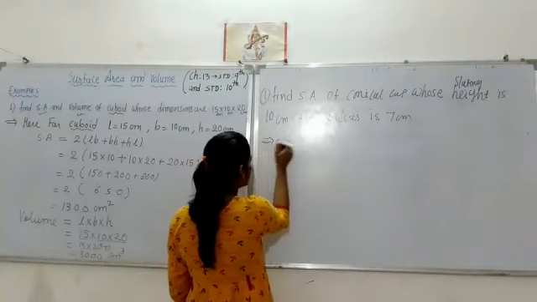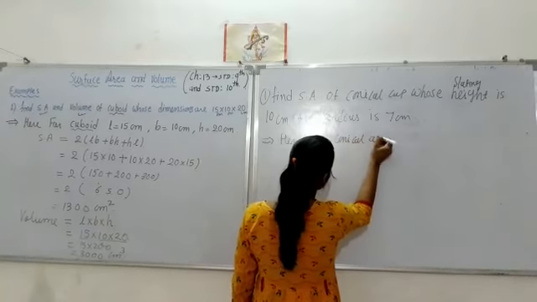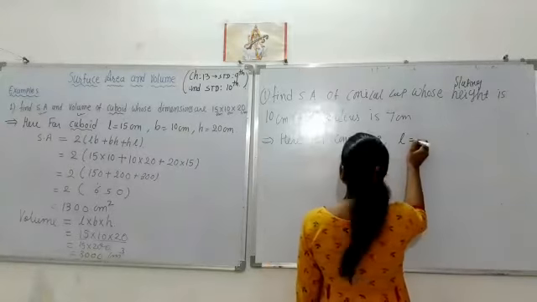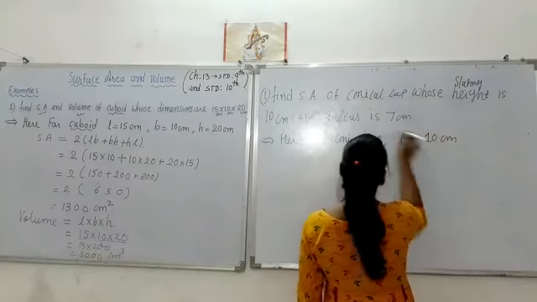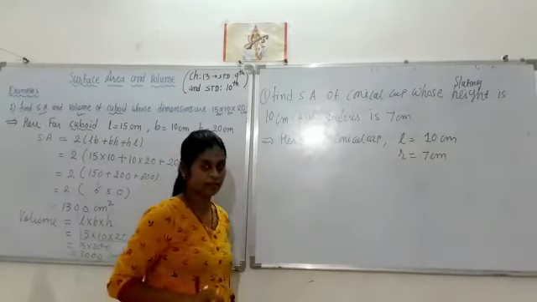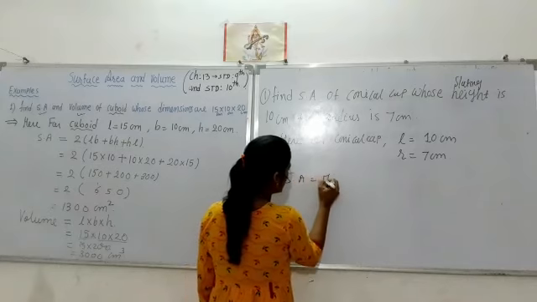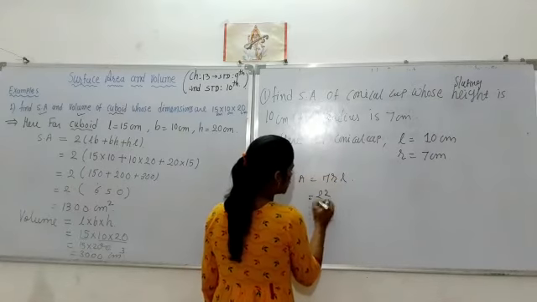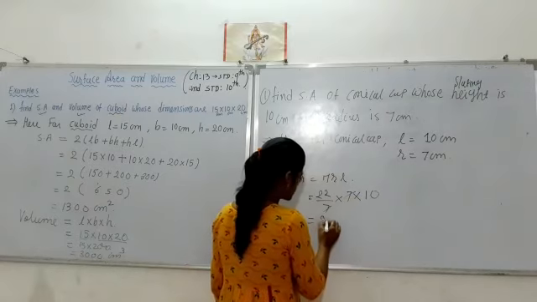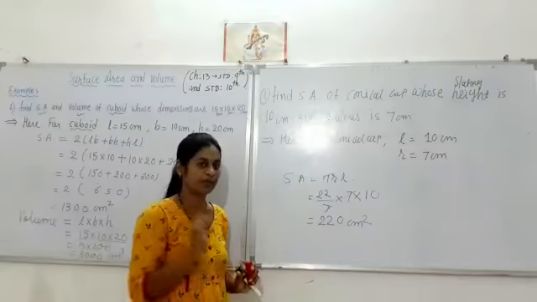So you should write here for conical cap, slant height, that means l, is given. So l is equal to 10 centimeter. Radius, that means r, is equal to 7 centimeter. You want to find its surface area, so you should write the surface area formula. Surface area is equal to pi r l. Pi is 22 by 7, your radius is 7, your l is 10. 7 7 cancel, so 220 centimeter square. So this is your conical cap surface area.